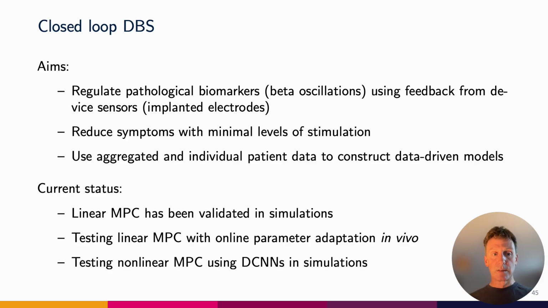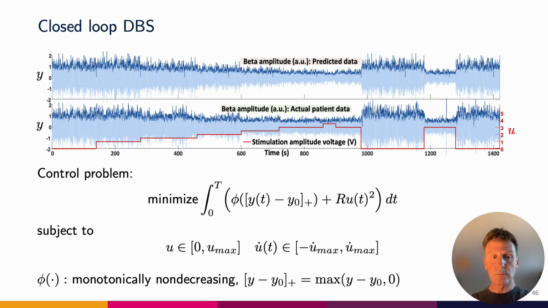The current status of this project is we have a linear MPC strategy which has been validated in simulation and is about to be tested on actual patients. And we are currently testing a nonlinear MPC based on difference of convex neural networks in simulation. So the control problem can be expressed like this. We are trying to minimize a measure of the beta oscillations above some threshold, and we have constraints on the control inputs and the rate of change of control parameters.